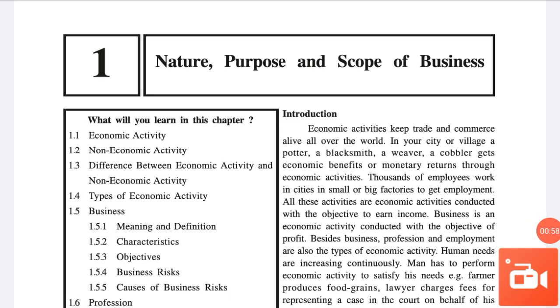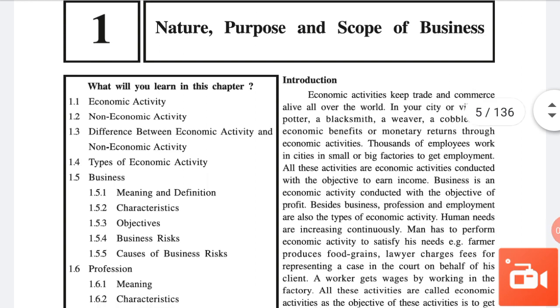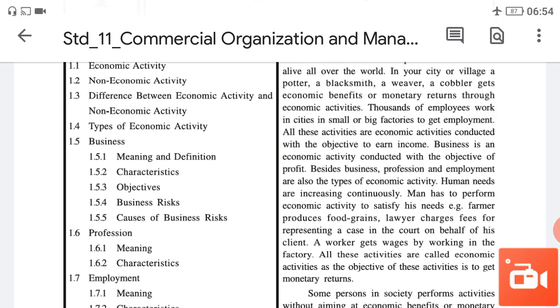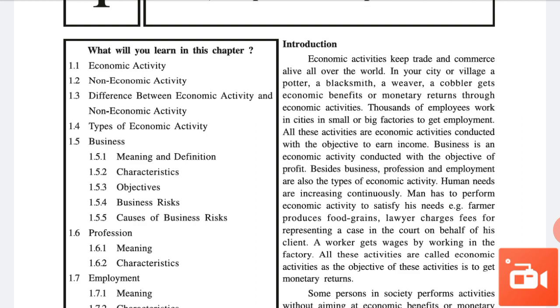First paragraph is the introduction. From the whole paragraph, we learn just one line. I mean, that is an important line. Which one is it? Line number 8. Business is an economic activity conducted with the objective of the profit. That is an important line. I explain the whole introduction, but this line is important.